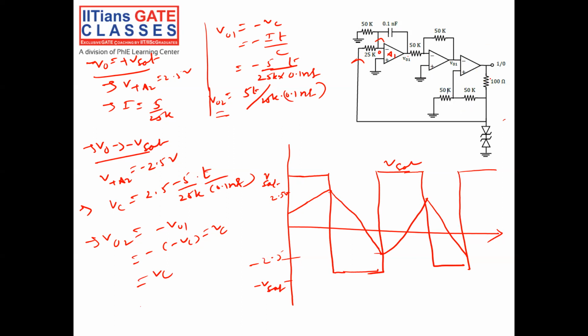So initially, the first step, when output was plus V set, my V01 is 2.5 volt, and my V02 was increasing. When it is just plus 2.5 volt, since my negative will be more, output will switch to minus V set. When output switches to minus V set, what will happen to my V02? V02 is nothing but Vc. Vc will now be discharging. It will go on discharging.